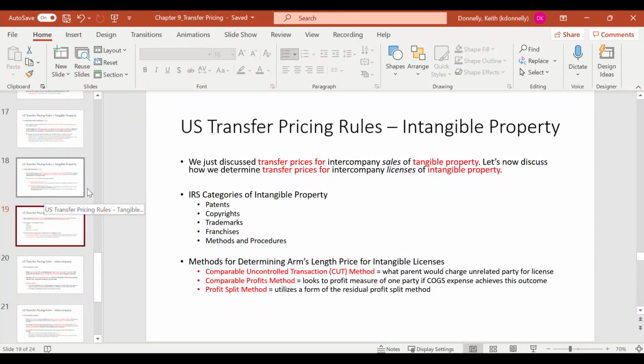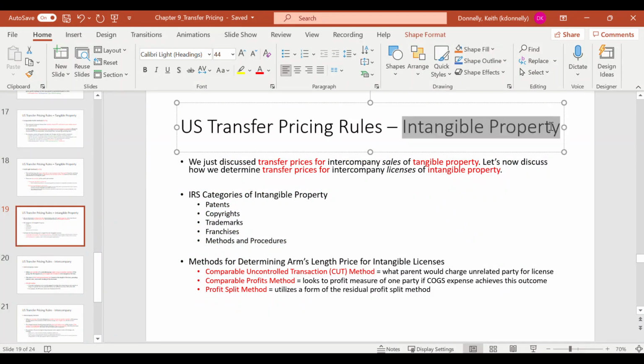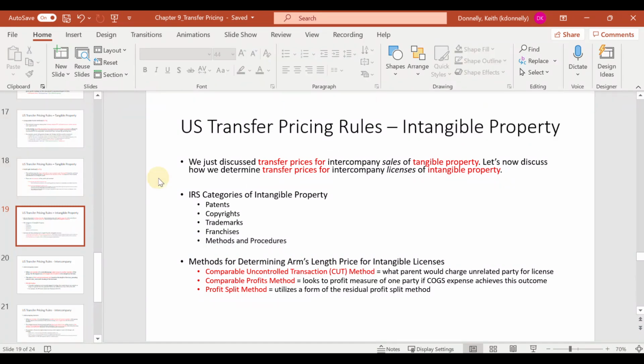So now we're going to talk a little bit about intangible property, right? We talked about the sale of tangible property between related parties. How do we do it for intangible property, specifically licenses? So things like patents, copyrights, trademarks, franchises. Let's say A has a copyright that they really like and it's very valuable. They want to license this to B so that B can use it in their business. How do we set the price on that?